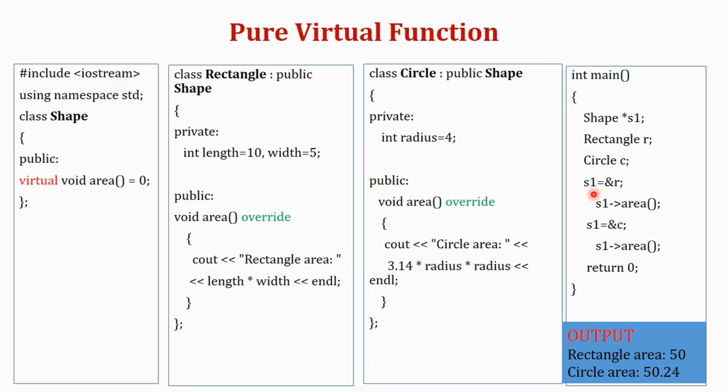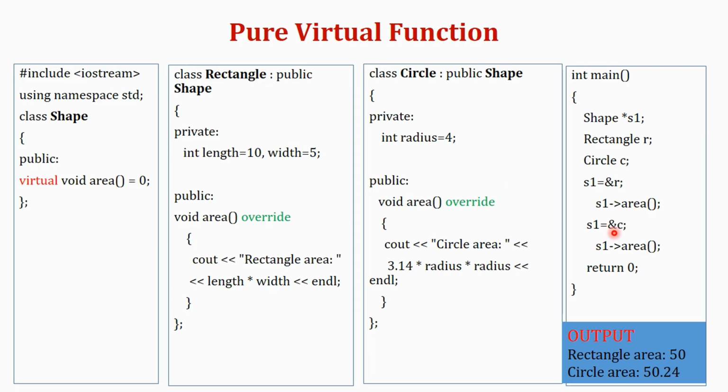So now S1 holds the address of R. It means the pointer will point to the rectangle object. So now S1 dot area means what? Automatically the control comes to here. So the rectangle function overrides the superclass. So now it will execute here, it will print the rectangle area. Again control comes to the main function.